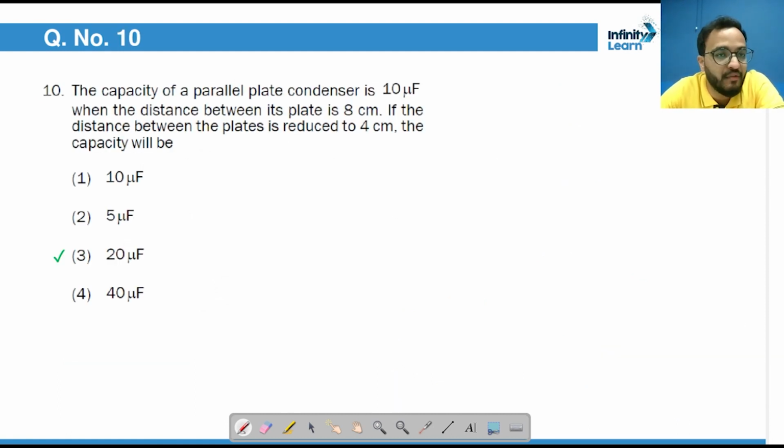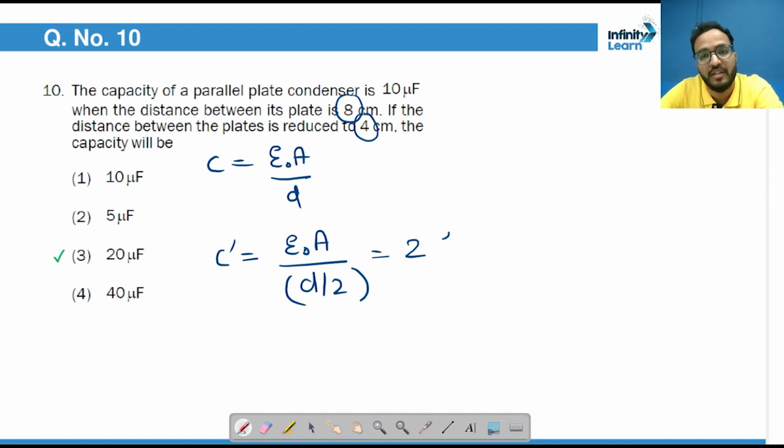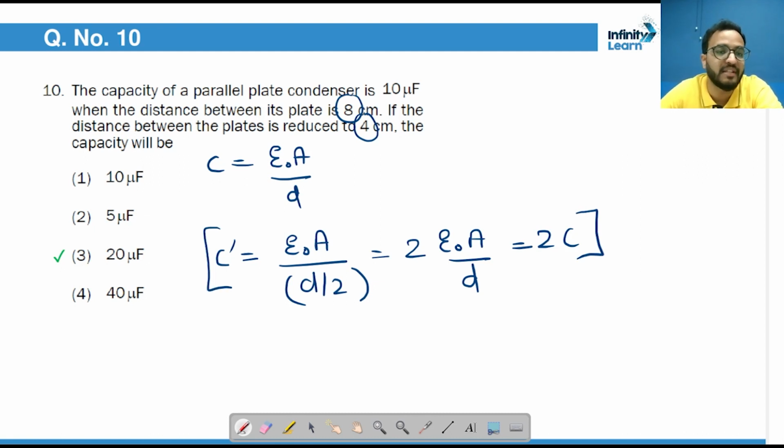Now, question number 10. They are saying the capacity of a parallel plate capacitor is 10 microfarad when the distance between the plates is 8 centimeter. If the distance is reduced to 4 centimeter, the capacity will be? Simple. What is capacitance? Epsilon naught A by D. So if the distance is reduced to half its value, D by 2, because it was 8 initially, now it is 4, it is 2 times epsilon naught A by D. So it is 2 times C. Got it? So capacitance will be doubled.